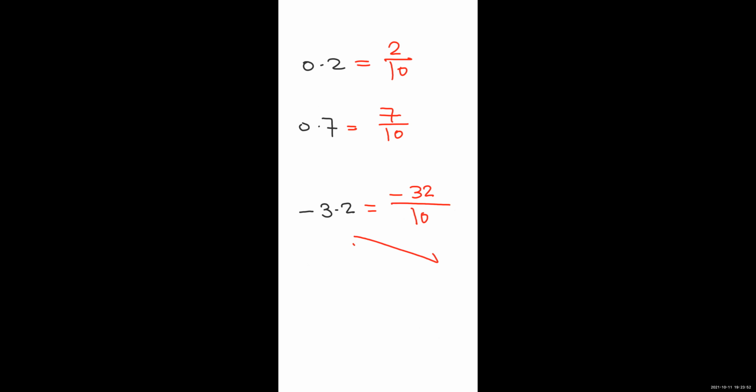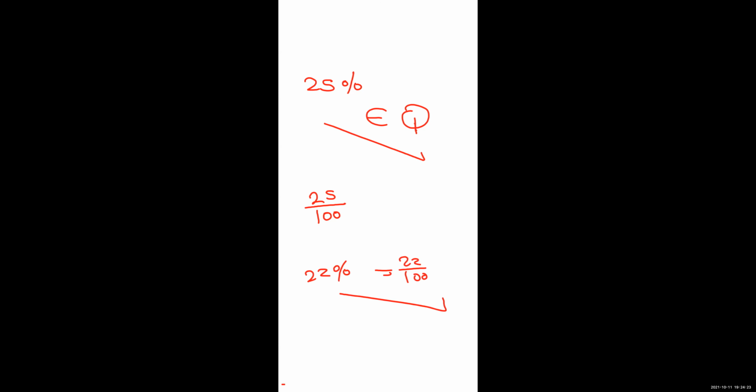Okay, and what else? Also the percentage, like 25% is a rational number, it belongs to Q, because it equals 25 over 100. Exactly, very good. Because as we studied in grade 6, the percentage is a ratio whose second term is 100. So this means 22% is 22 over 100. So rational: numerator, denominator not equal to 0.